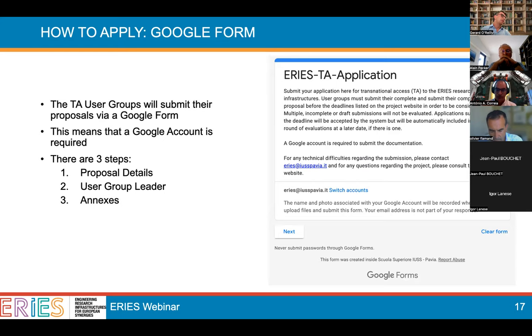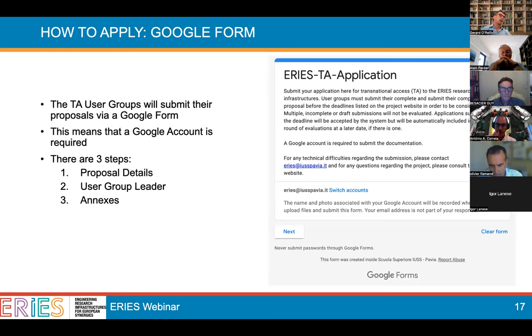There are mainly three steps that go into this application process. There is some text describing this on the right hand side. You can follow through this on the website with me as I'm speaking right now, but these are just screenshots I took from the website just to show here. The first are general proposal details. And then they will have something about the user group leader. So the user group leader will be, let's say, the PI of this mini project. It'll be called the user group leader for terminology's sake.